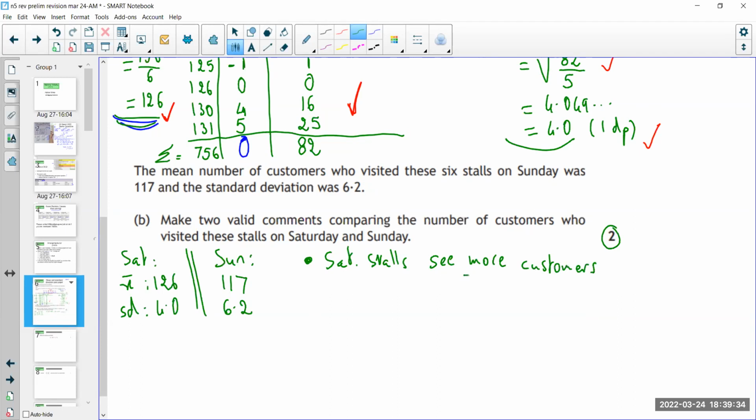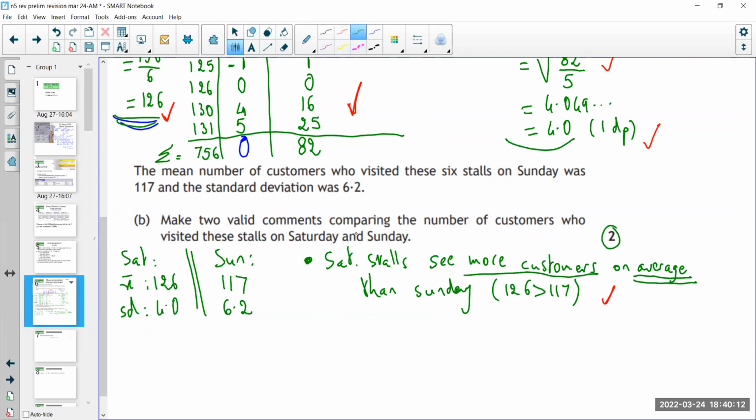So you need to mention that there are more customers on average than Sunday. Because like you've seen, 126 is greater than 117. So you make a comment based on that. So the word to remember is this one, on average. But you need to say something about what you're going to write, okay? More customers on average. That is 1 mark.